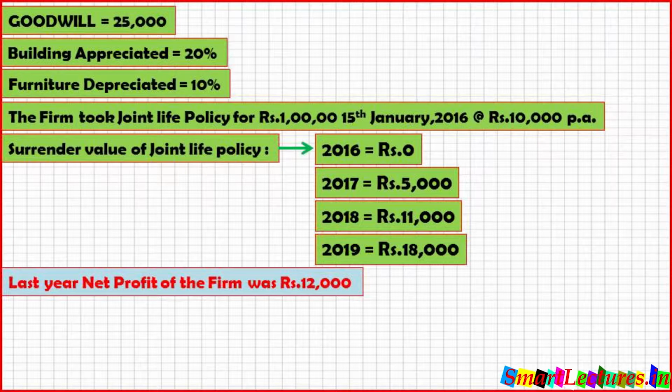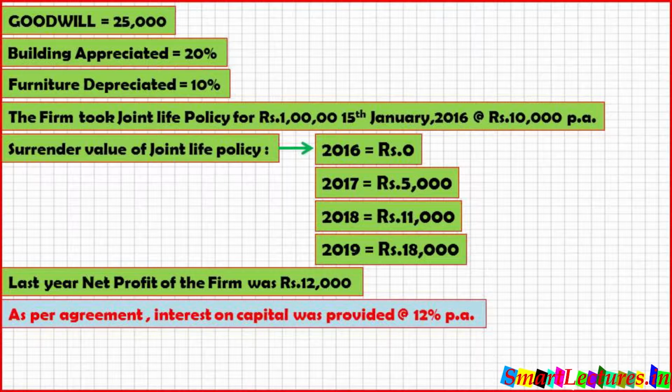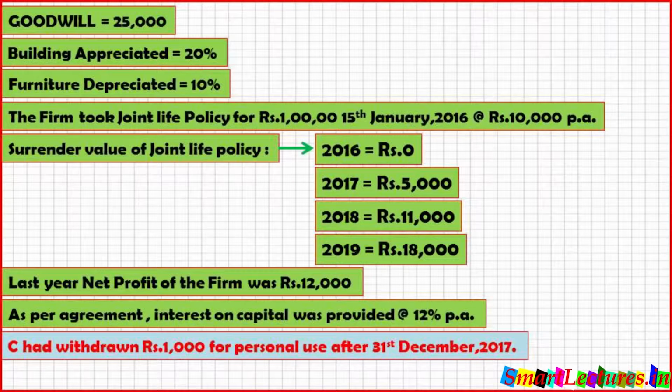Last year's net profit of the firm was 12,000. As per agreement, interest on capital was provided at the rate of 12% per annum. C had withdrawn rupees 1,000 for personal use after 31st December 2017. Prepare C's account. So you must have noticed new things in this question.